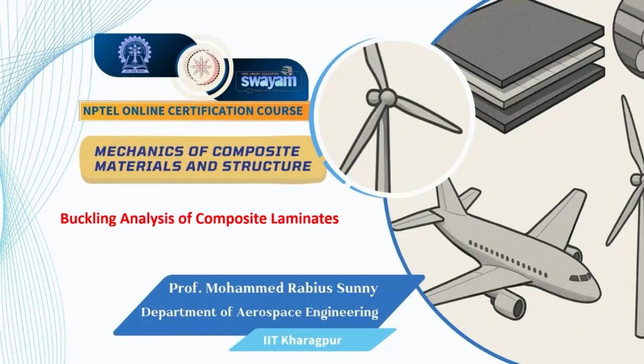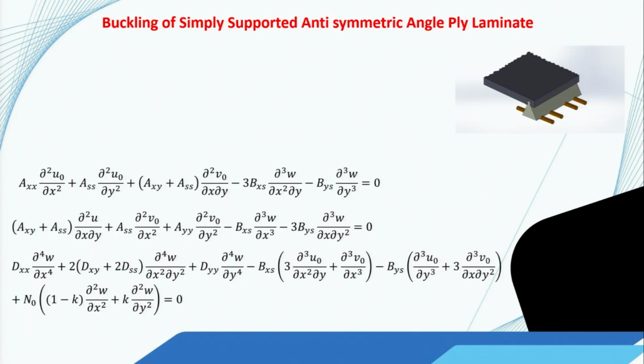In the last lecture, we saw the buckling of simply supported symmetric cross ply laminates. Here we will see the buckling of simply supported antisymmetric angle ply laminates.